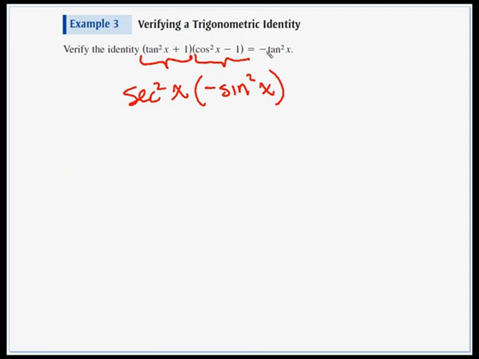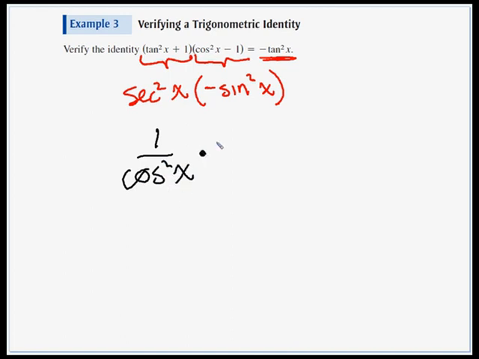See, the whole point is to get this to negative tan squared. And the first thing I think of when I think of tangent is sine divided by cosine. Well, I have a sine. Can I make this into some form of cosine? Well, sure. Secant is reciprocal with cosine. So secant squared is the same as 1 over cosine squared.